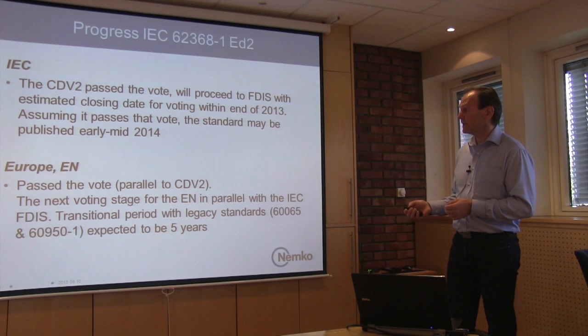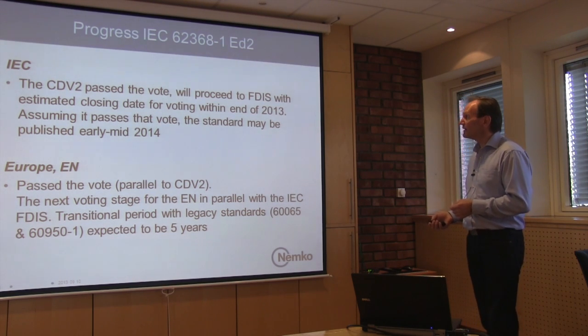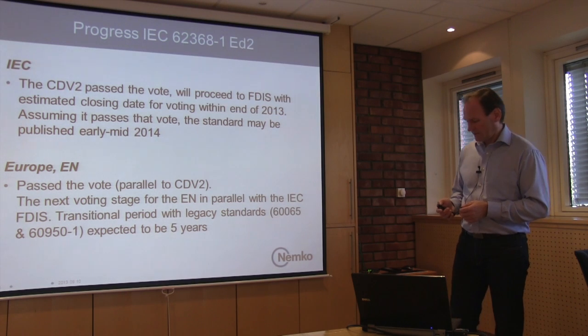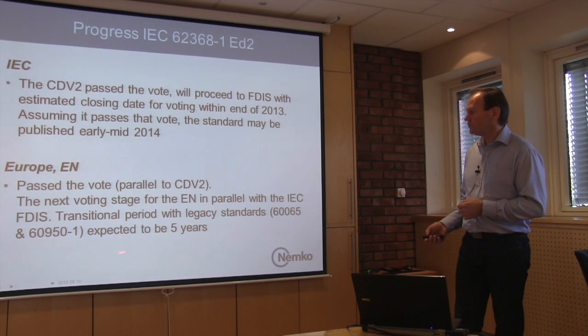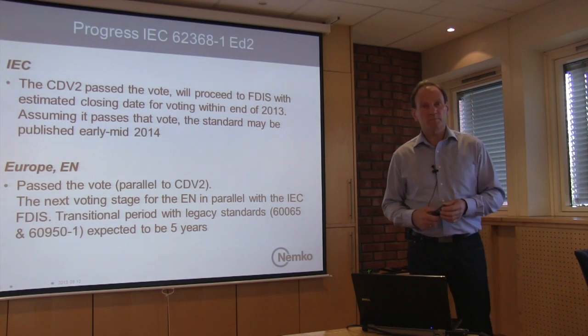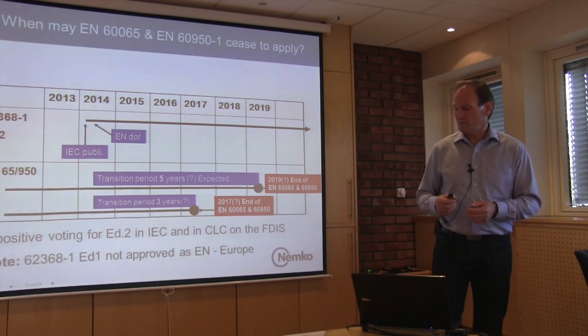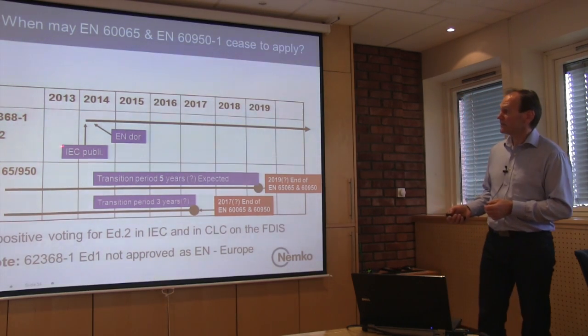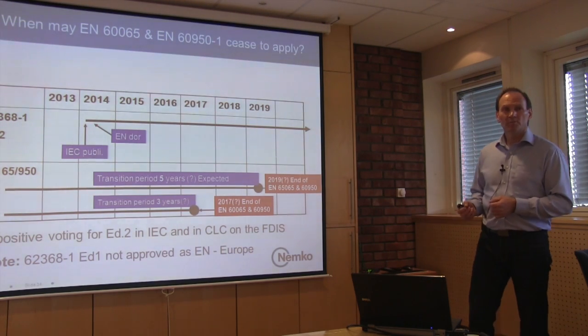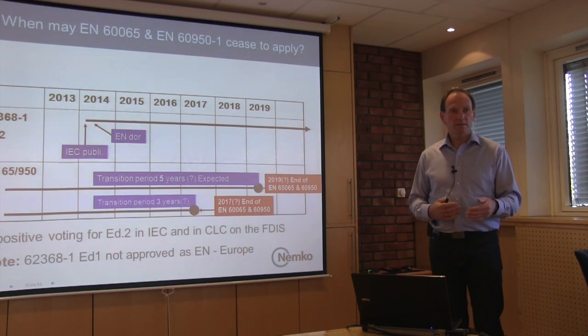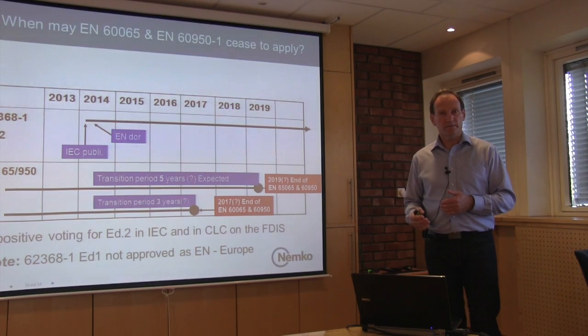as an IEC standard. And Europe, it also passed the parallel vote. The next voting stage will be in parallel with the FDIS. And it is assumed a transitional period with the legacy standards, 65 and 950, to be 5 years. So that means you will see the second edition of the hazard-based standard come out in the beginning of 2014, and the EN will come a few months later because there is a delay between the IEC and the EN.